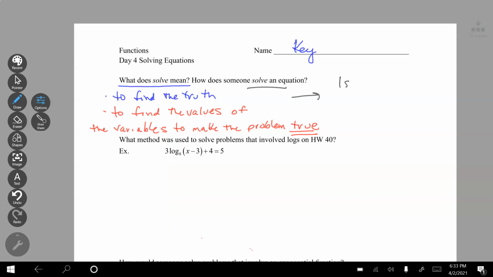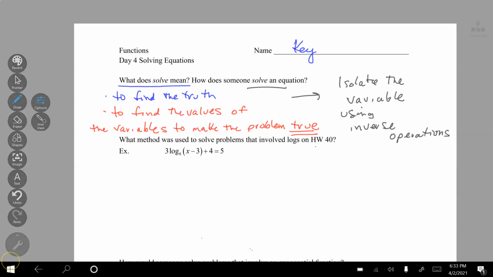We need to isolate the variable, and we're going to do that by using inverse operations. So we've been doing this for a long time. You know, to solve a problem with addition, we got to use subtraction. Something with division, we got to use multiplication, and so on and so forth. So today we're going to talk about using inverse operations.